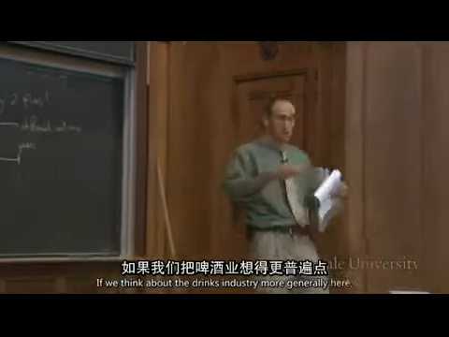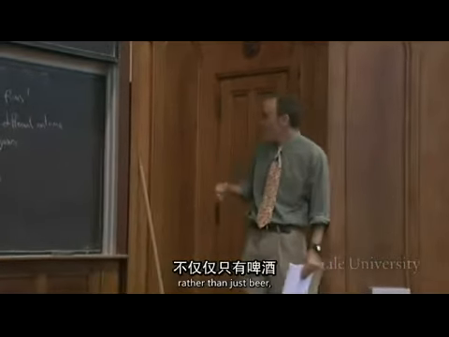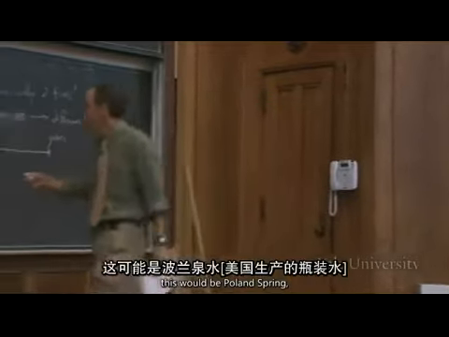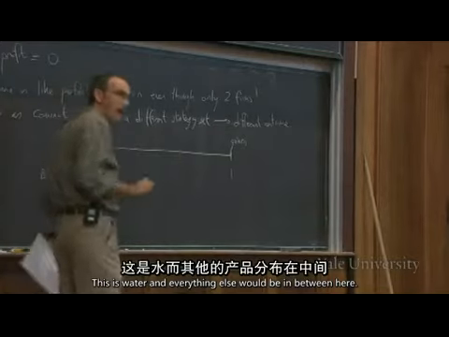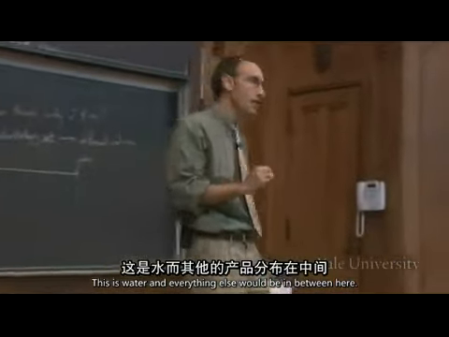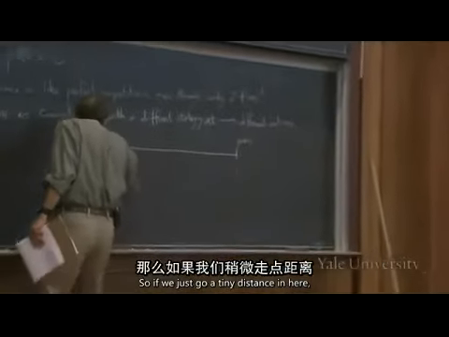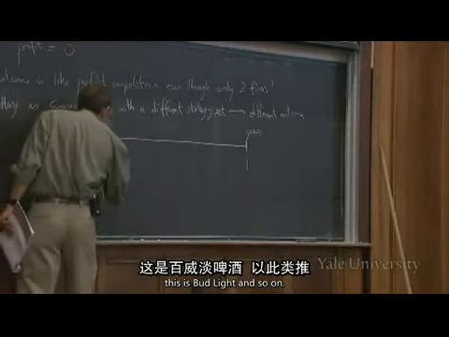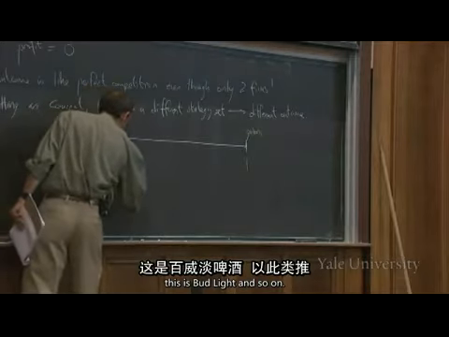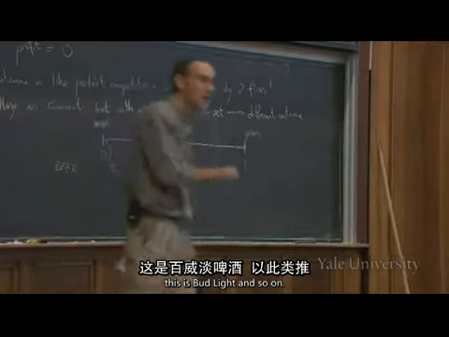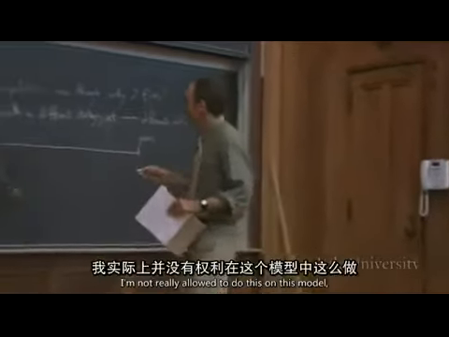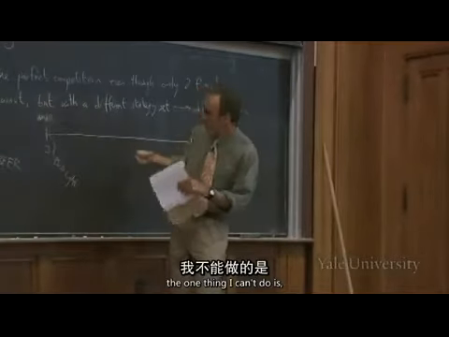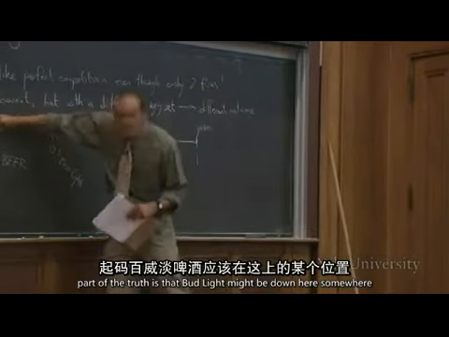And if you think about the drinks industry more generally here, rather than just beer, this would be Guinness. This would be Poland Spring. This is water. And everything else would be in between here. So if we just go a tiny distance in here, this is Bud Light. And so on. You could put everything on this line. I'm not really allowed to do this on this model. The one thing I can't do is the truth is Bud Light might be down here somewhere, but I'm not allowed to do that.